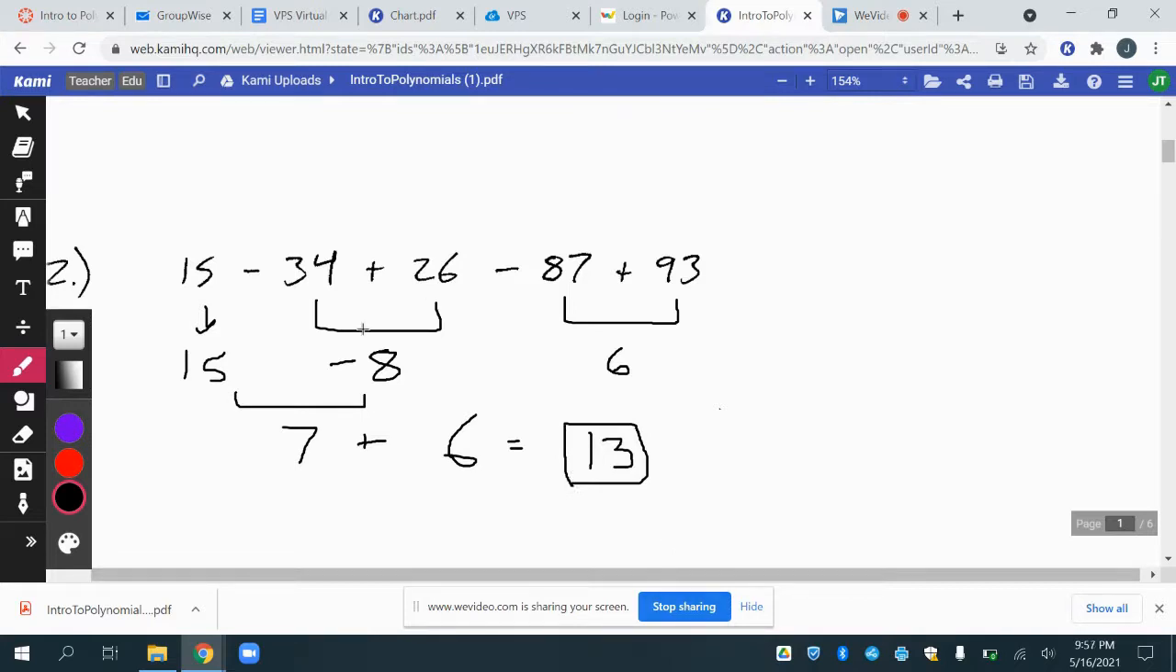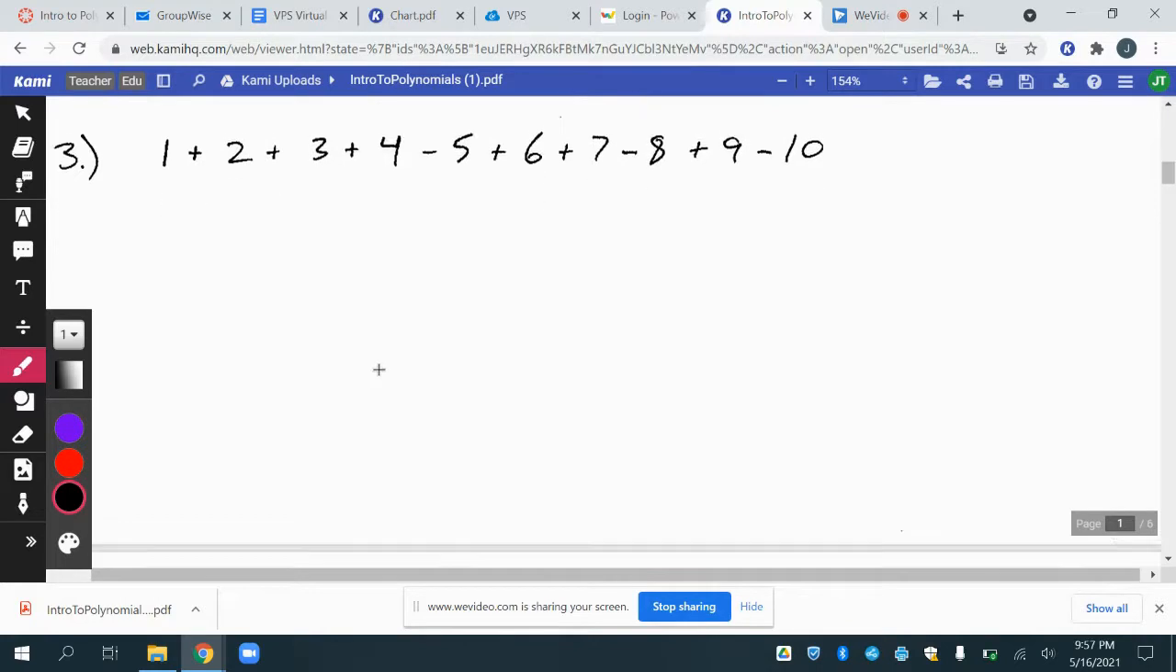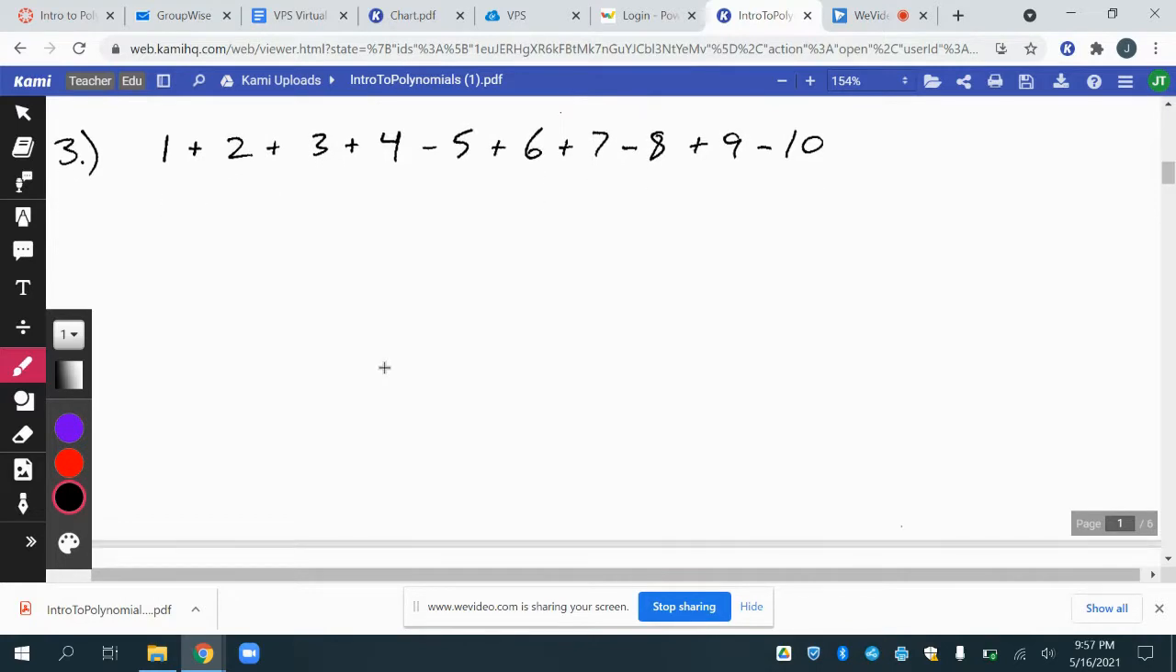I'm going to stop for a second. All right, and continuing along, we get to question number 3. Think about how you would do this. Just take a moment and figure out how you would do this. What are the easiest things to put together? Do I want to put the positives together and the negatives? What do I want to do? I might like certain numbers adding to 10.